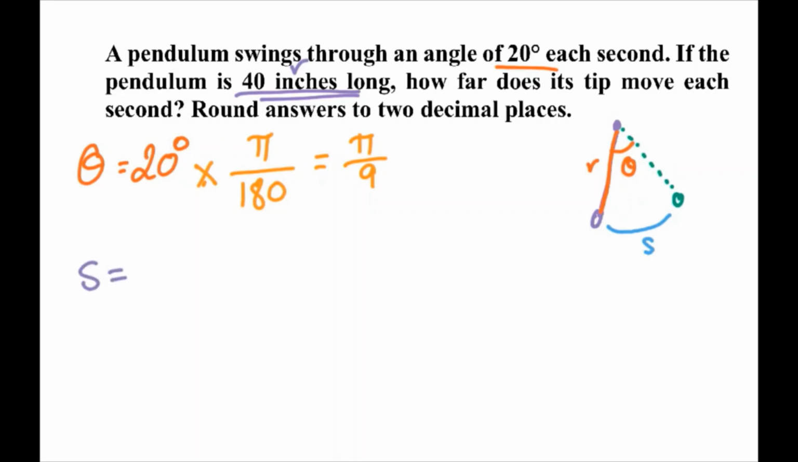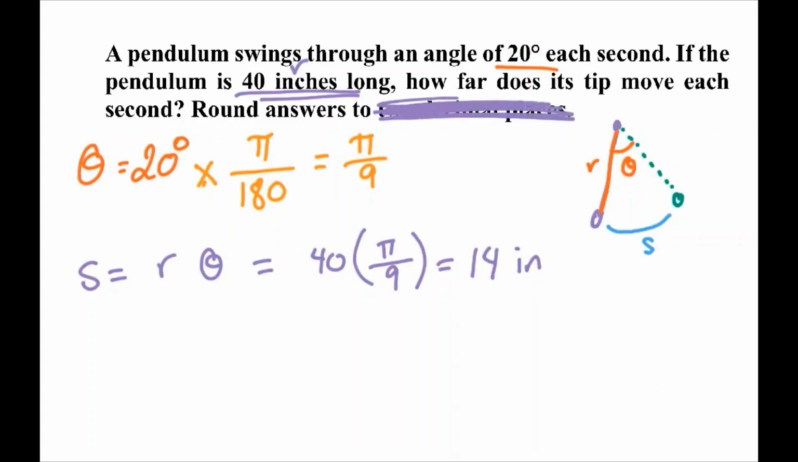S equals r times theta, which is equal to 40 multiplied by pi over 9. I'm going to use the nearest whole number. That's going to be 14 inches. You can do the calculation to two decimal places, but I'm just going to ignore this now. I'm going to only make it a whole number.